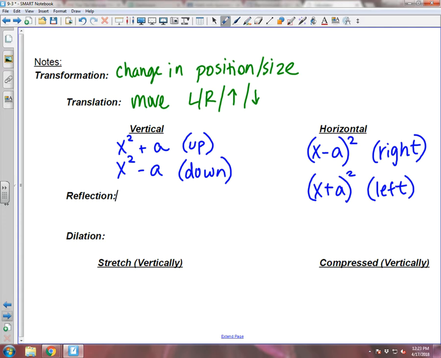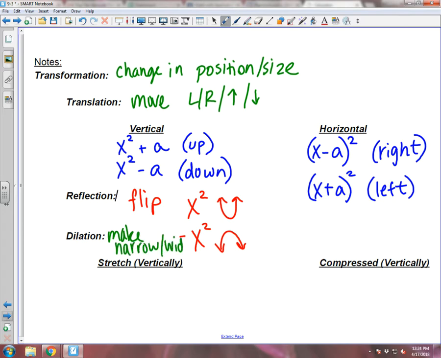A reflection is when you flip your graph, okay? If it's a regular x squared, that means it's going to be face up. But if I make it negative, it's going to flip it to be face down, and that's a reflection. Then we have a dilation. A dilation is to make it narrow or wide.